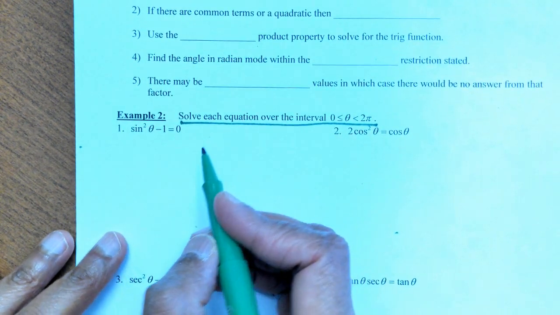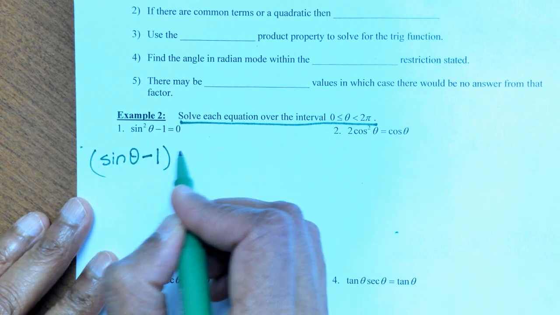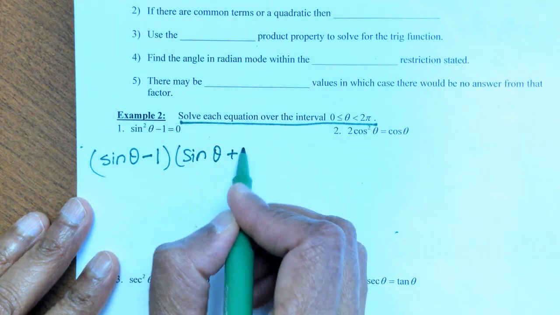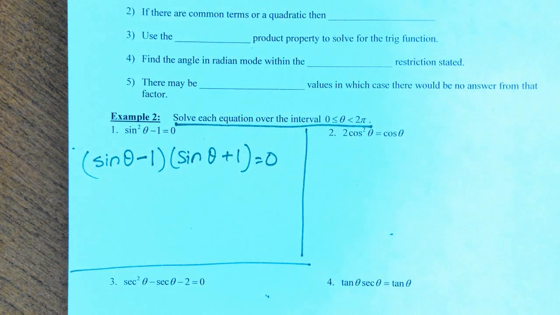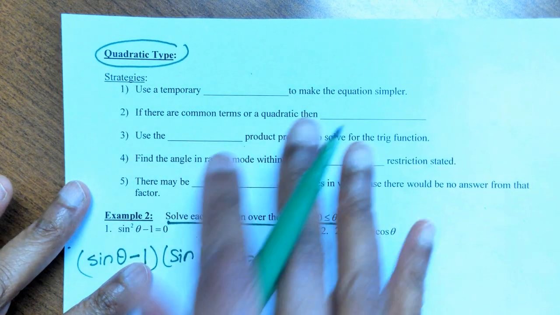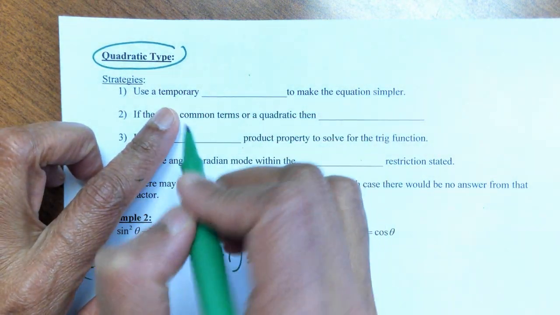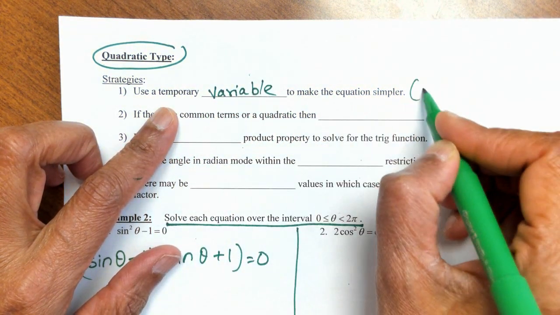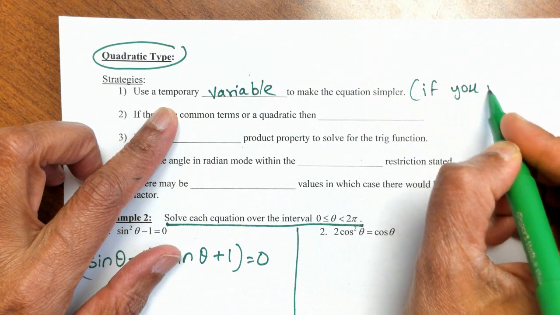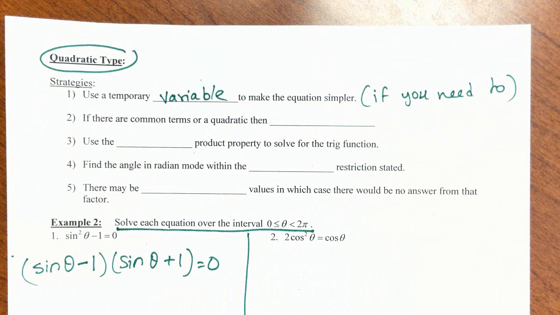So sine square theta minus 1 is factored as sine theta minus 1 and sine theta plus 1 equals 0. Everybody good so far? Okay, I'm going to jump back up and fill in these notes, and maybe we can read the notes as we do the work. So it says use a temporary variable, and this is what I was talking about. Use x if you need to. You don't have to. If you need to make your factoring simpler, you can do that.